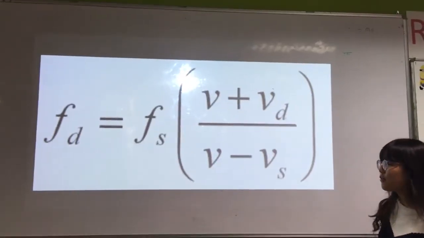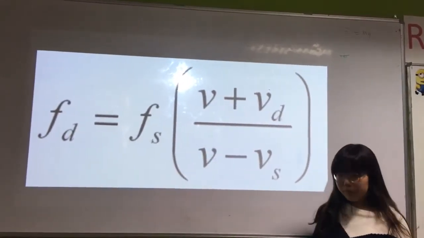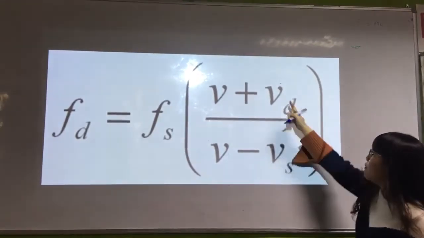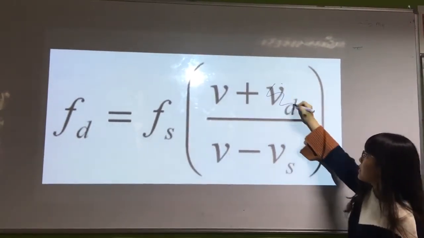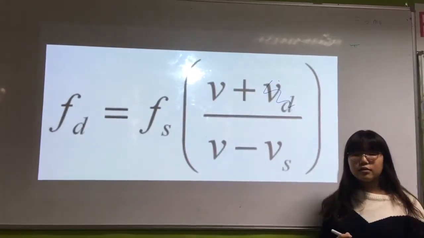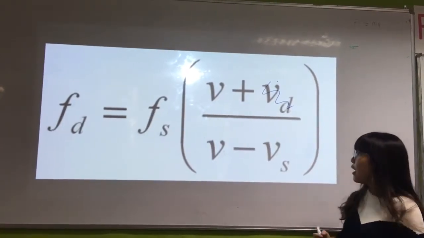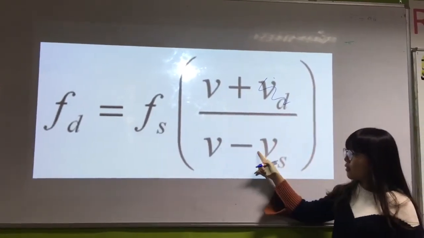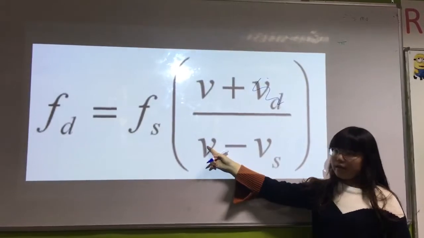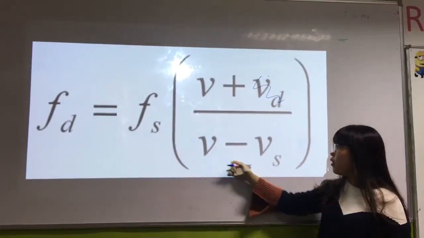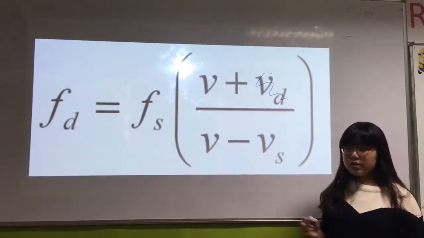This is the equation for calculating the frequency generated by the Doppler effect. And VD, we're ignoring because one object is remaining stationary, and this we're subtracting from the speed of the sound wave in the air because it's moving towards the source.